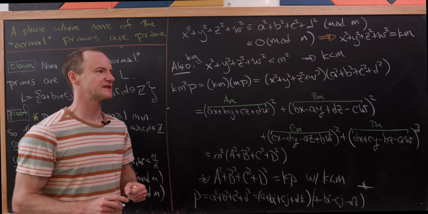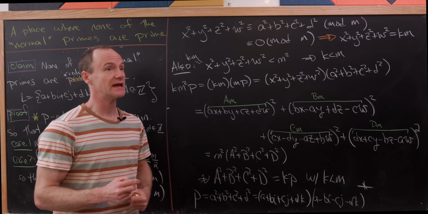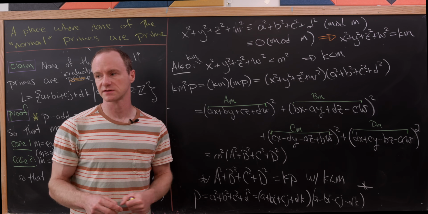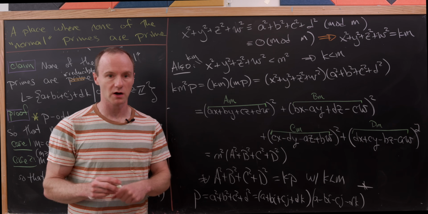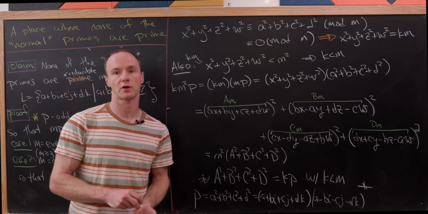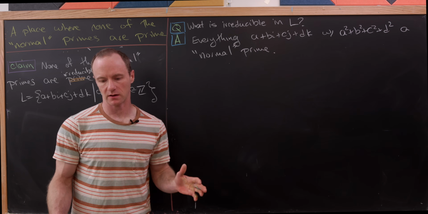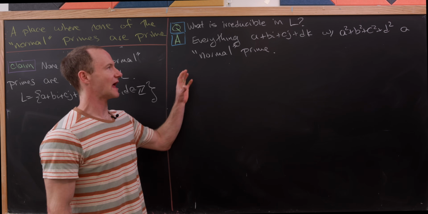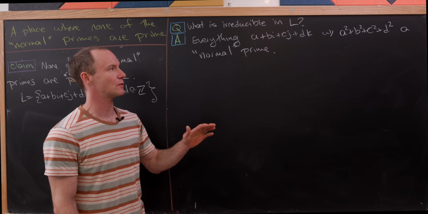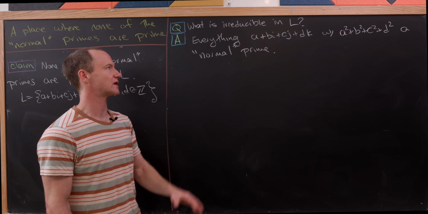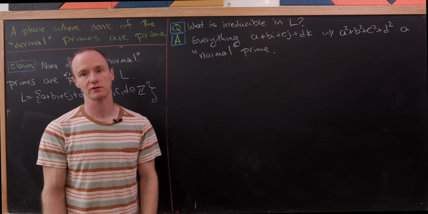Now, maybe we'll close this video off with, well, what is actually irreducible inside of these Lipschitz integers? And then maybe I'll leave it as a semi-open question for you. Are any of these irreducibles also prime? So now for the question of, well, what is irreducible in L? It turns out that everything of the form A plus BI plus CJ plus DK, where A squared plus B squared plus C squared plus D squared is a normal prime inside of the integers, that is irreducible.